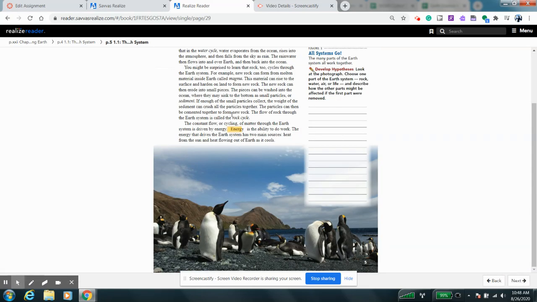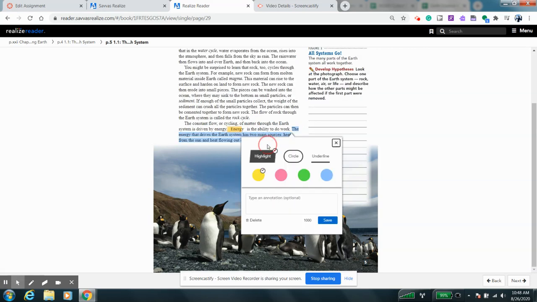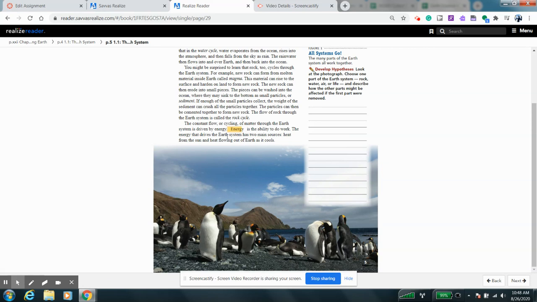And every time you get to a vocabulary word, this is where it's important, okay? So let's look at energy. The constant flow or cycling of matter through the Earth system is driven by energy. Then it says energy. Energy is the ability to do work. Guys, this is the definition of energy. So there are a couple of different ways in which you can put that definition in. One key way is I would love for you to try to see if you could figure out what it is in the text.